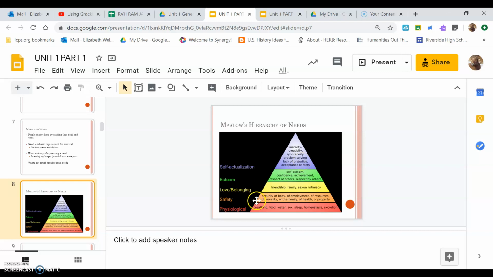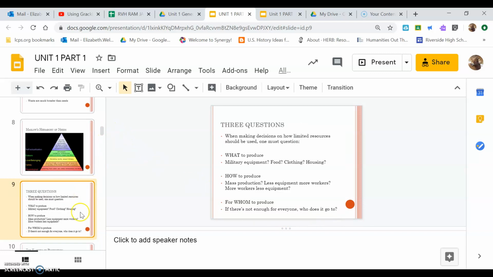And yes, some wants are more important than others, but technically, the only ones that are in need are the bottom. And remember, Maslow and a lot of psychologists view all of this as needs for everybody, but economists view only the bottom tier, the red tier, as a need. So let's move on. 3 questions.